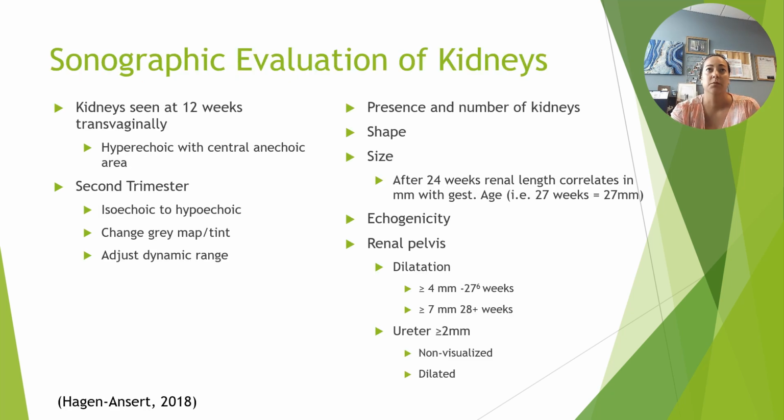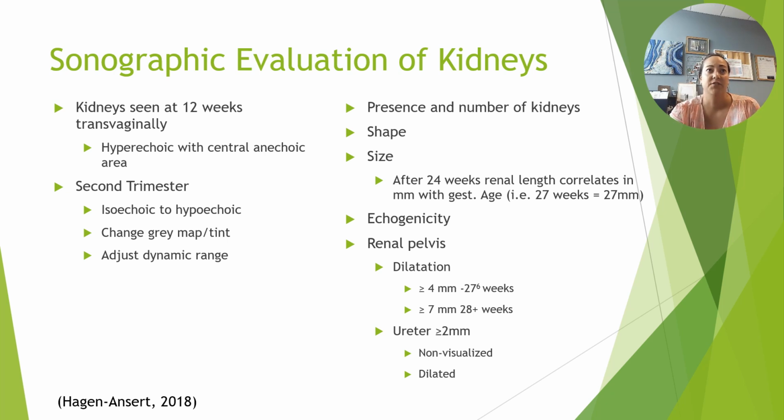All right, when we're evaluating the kidneys on our obstetric patients or our fetuses, they can be seen as early as 12 weeks, which is pretty amazing. Usually that's going to be on your really thin patients, or possibly seen transvaginally if you happen to be doing a transvaginal evaluation. They are going to be a little bit more hyperechoic with a more anechoic area in the center of the kidney. And then in the 2nd trimester is when we actually want to identify the kidneys for sure and determine if they're functioning properly. So they should be isoechoic to hypoechoic structures.